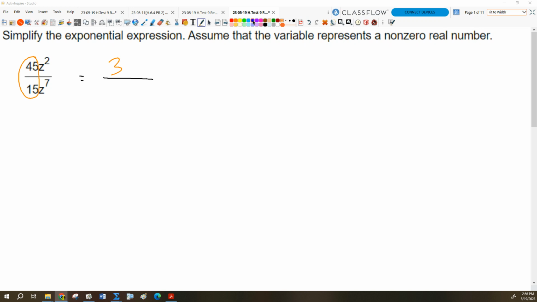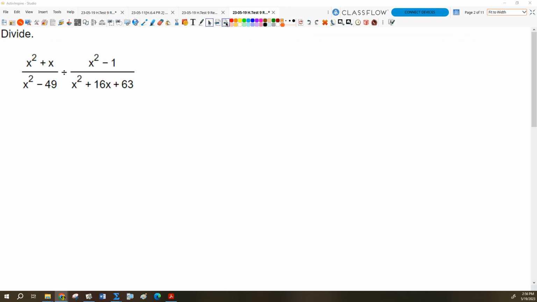And then how about the exponents? Yeah, I get z to the 5th. Where? In the bottom. There we go. Good. So 3 over z to the 5th. No big deal. Okay, this is a little bit trickier, right?